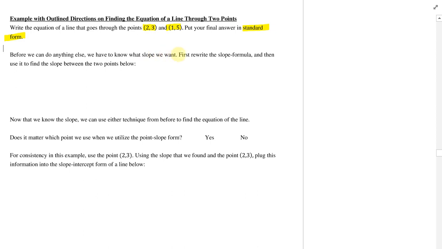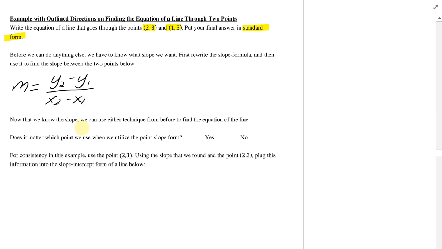So first we want to rewrite the slope formula, and then we want to use it to find the slope between the 2 points. So you might have to kind of dust off some cobwebs here, but we did a whole bunch of stuff with the slope formula, so I'm writing it down right now. So this is for 2 points, right? So x1, y1, and x2, y2. So there's my slope formula.